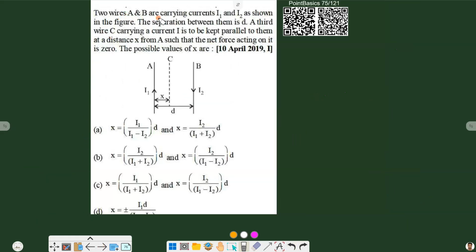Two wires A and B are carrying currents I1 and I2 as shown in the figure, and their currents are in opposite directions. The separation between them is D. A third wire C carrying a current I is also kept parallel to them at a distance x from A such that the net force acting on it is zero. So the net force on this wire C is zero, then the possible values of x are. So let us first draw it.